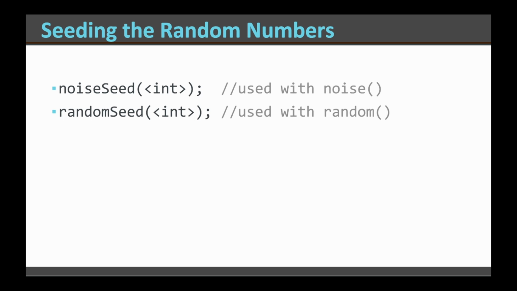There's one here that you use for noise. There's one here that you use for random. So if you use Perlin noise and want to share seeds, you want to make sure that you set the noise seed value. If you want to have just random and get the pseudo-random values, you can set the random seed value. And these take just a number, an integer, a whole number.